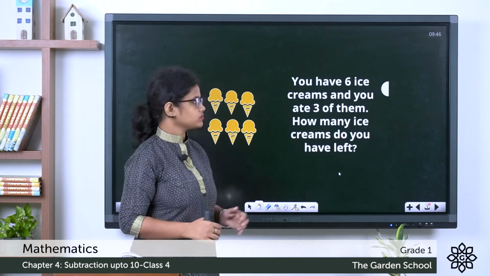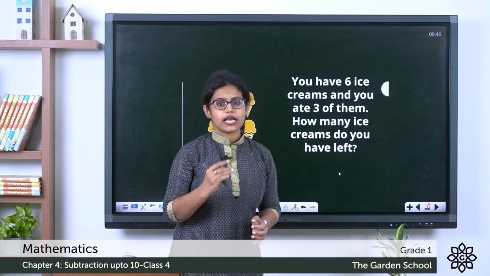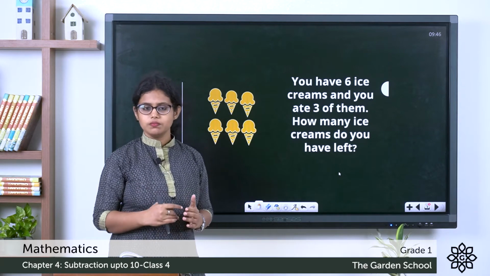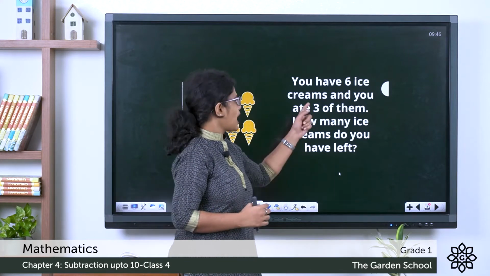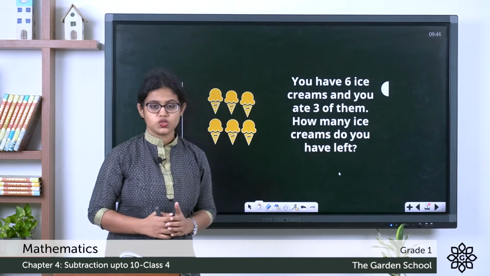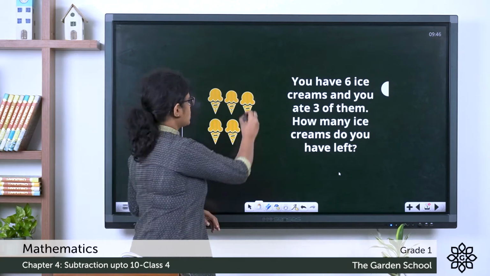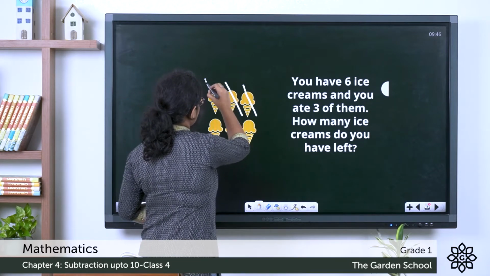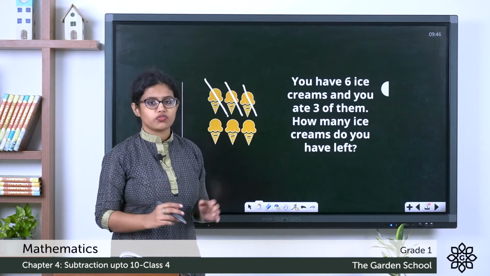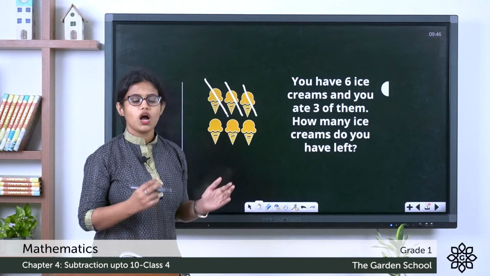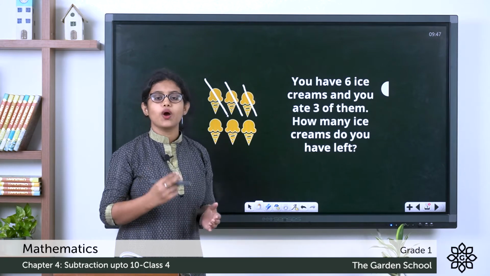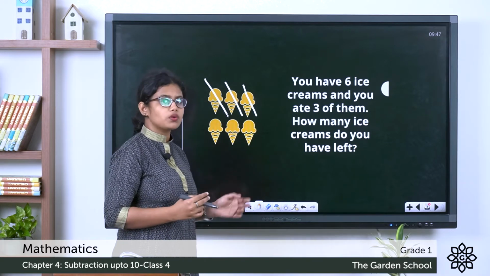Next problem. You have 6 ice creams. So, do you all like ice cream? So, imagine you have 6 ice creams with you. And you ate 3 of them. So, 1, 2, 3. You ate 3 of them. How many ice creams do you have left? So, how many remaining with you now?